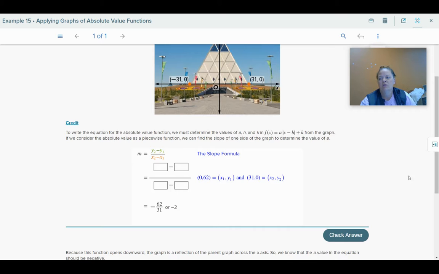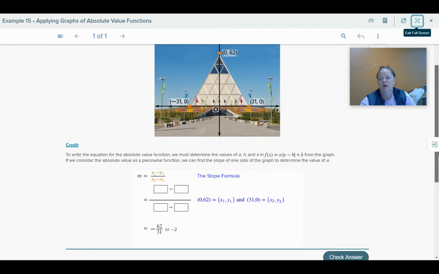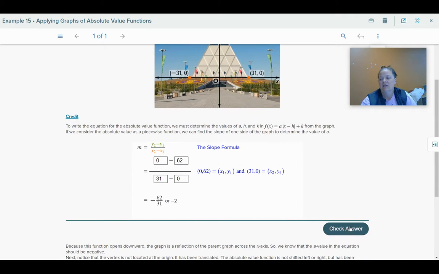So we're going to start with the slope formula. So we're going to go y minus y over x minus x. So we're going to have y2, which is 0, and y1, which is 62. So 0 minus 62 over 31 minus 0. And that gives us negative 62 over 31, which simplifies to negative 2.